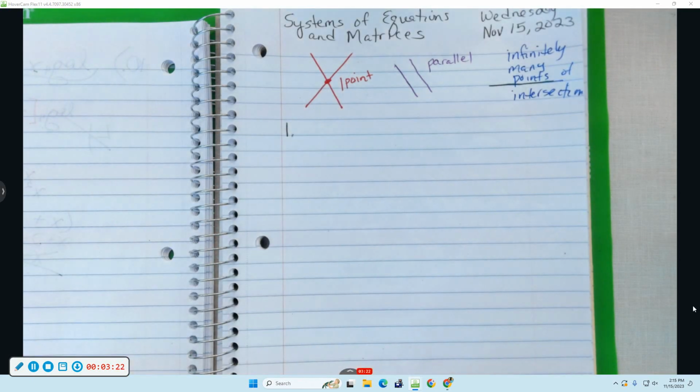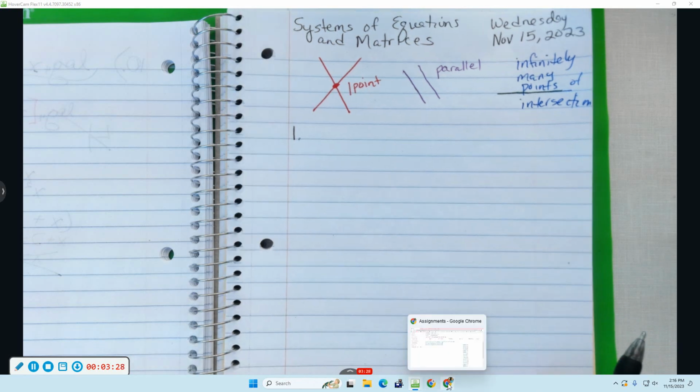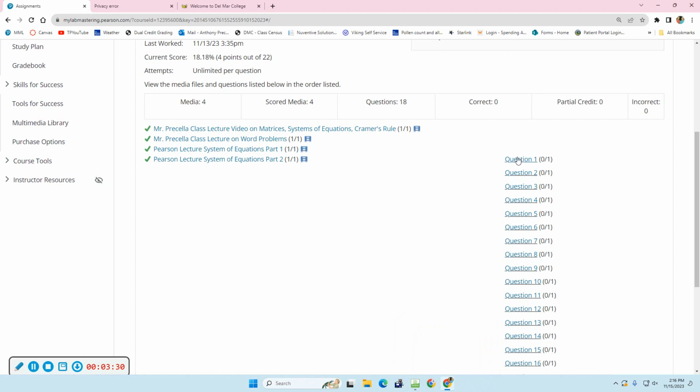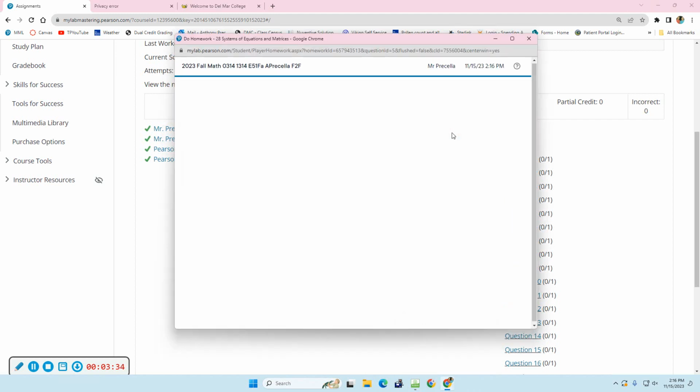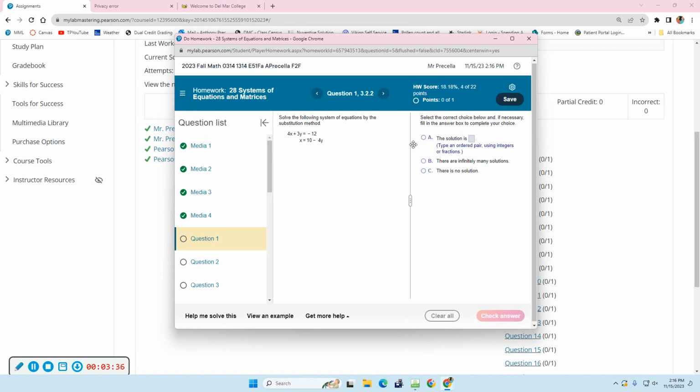We're going to mention the two common methods, substitution and elimination. There are two generally accepted methods, and I think problem number 1 is asking for substitution. I'm going to demonstrate substitution for you.